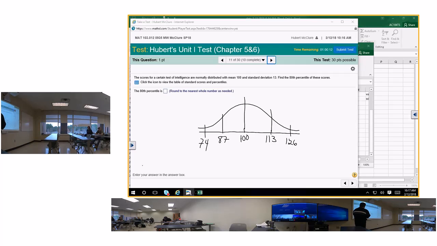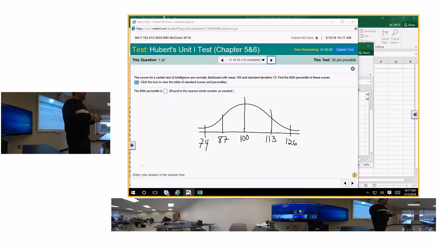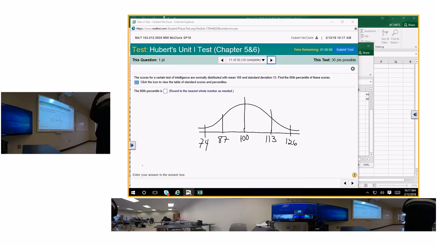So, now remember me telling you to read it like a fuel gauge? Okay, so where is 50%?